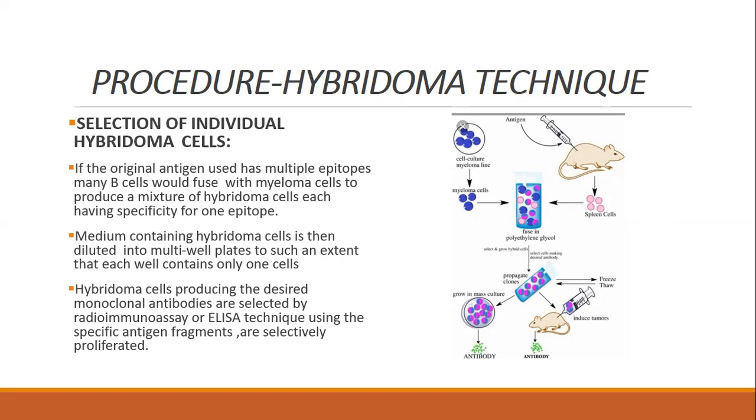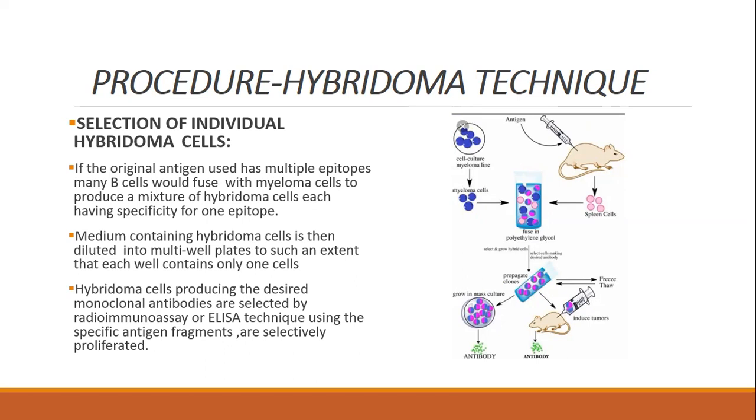How? The medium containing hybridoma cells is diluted into a multi-well plate to such an extent that each well contains only one cell. Hybridoma cells producing the desired monoclonal antibody are selected by a radioimmunoassay or ELISA technique. These techniques use the specific antigen fragments that are selectively proliferated. We separate cells in such a way that each well gets only one cell. So this is how the whole procedure is explained.